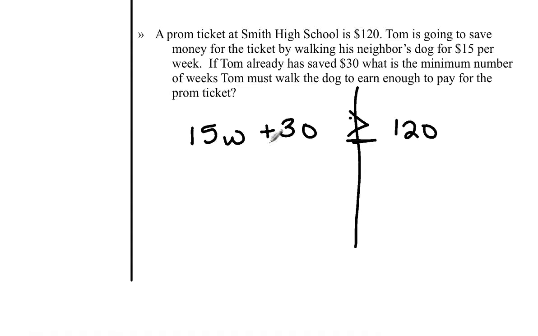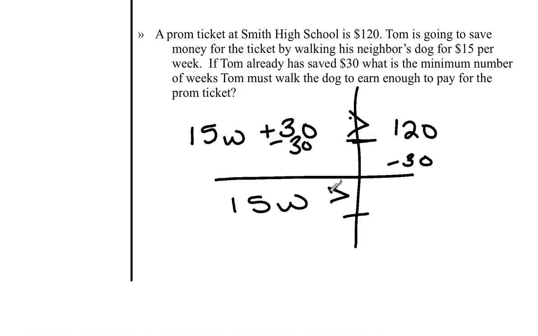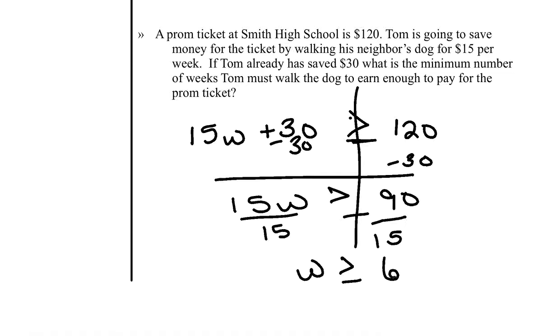So now I can solve it. 15w is greater than or equal to 90, divided by 15, divided by 15. The weeks are greater than or equal to 6, so 6 weeks. Now again, the minimum number of weeks he can walk is 6. He could equal 6, but 6 has to be the smallest.